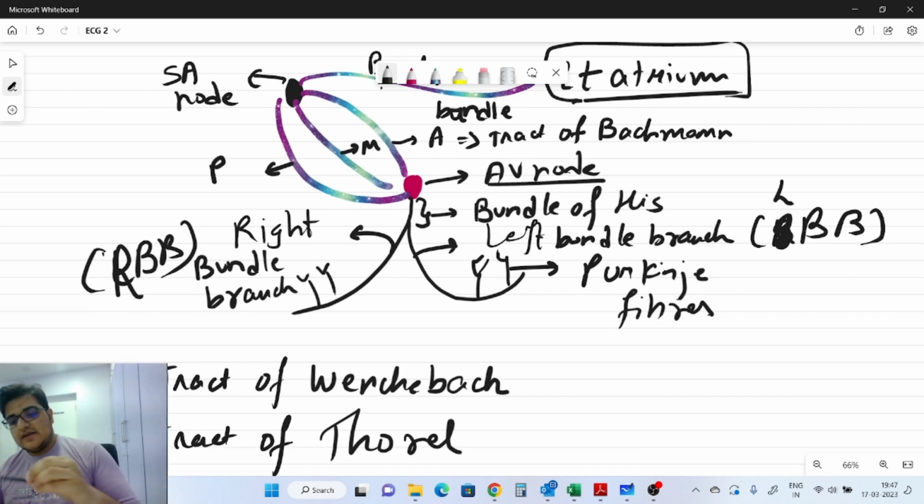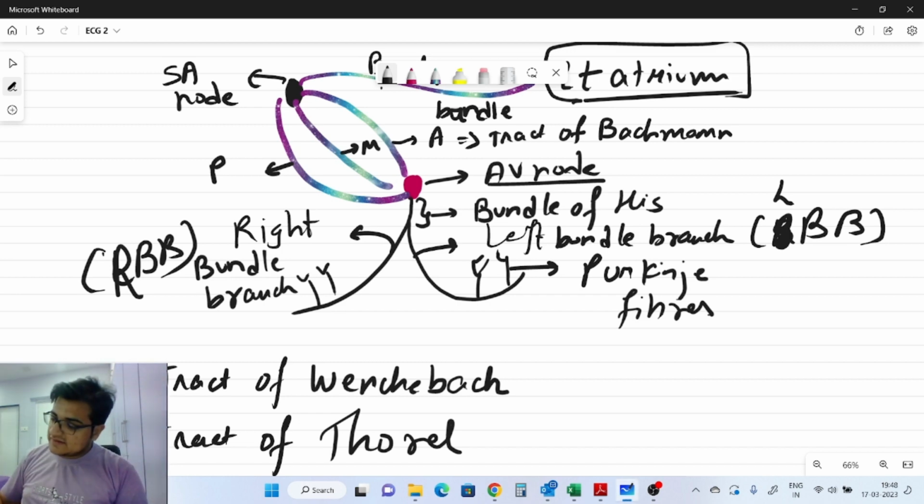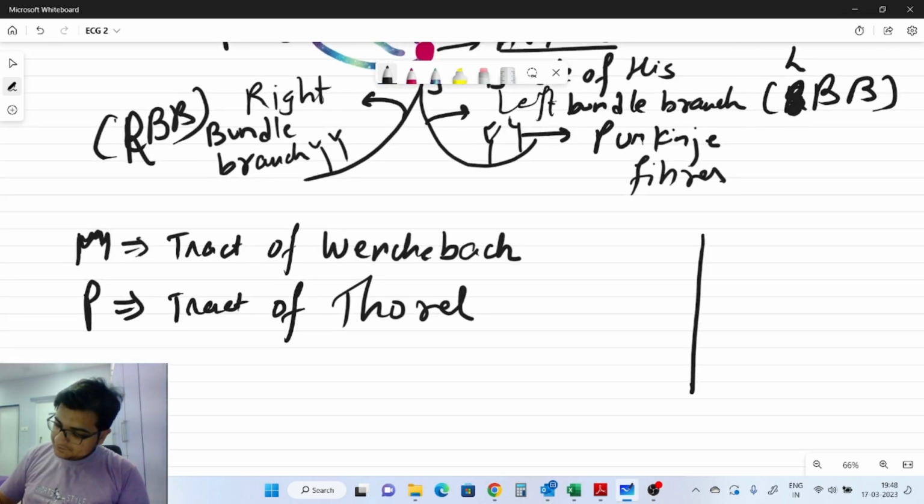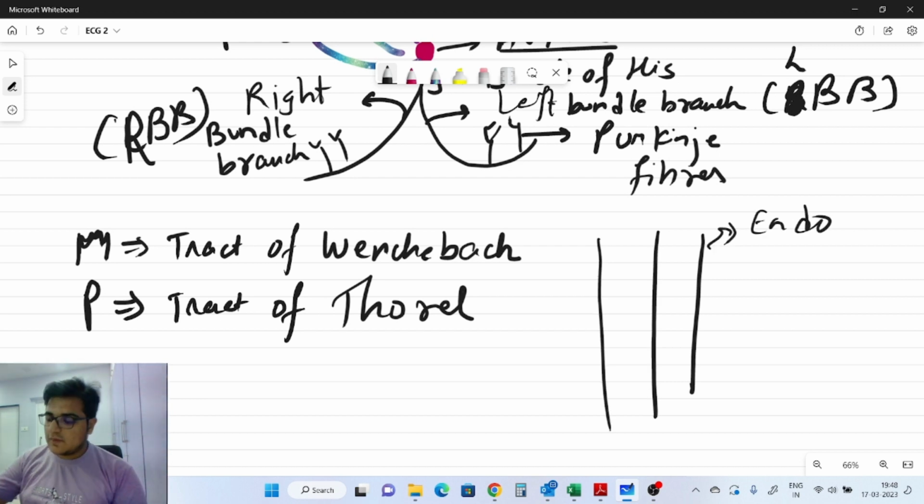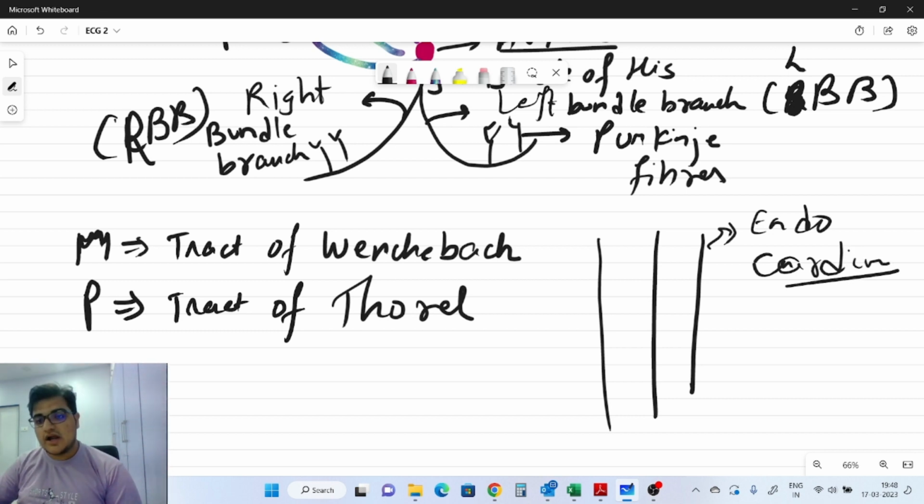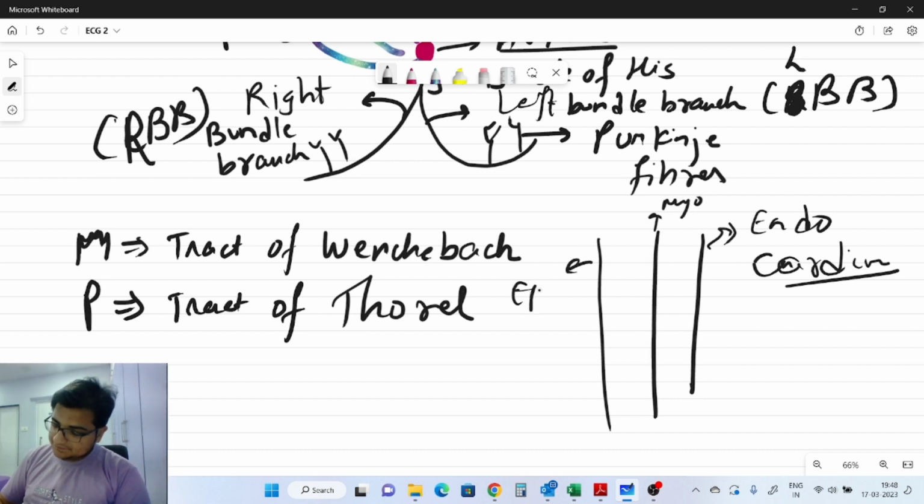Now a little bit I'll tell you how this conduction will occur. So SA node to AV node, and AV node further into the ventricles. Now when the depolarization wave will be moving, first, we have three layers of the heart as well. Okay, so this is called the endocardium, the one which is lining the walls of the ventricle or the atrium. Endo means inside and cardium denotes the wall of the heart. Endocardium, then you have the myocardium, and then you have the epicardium.